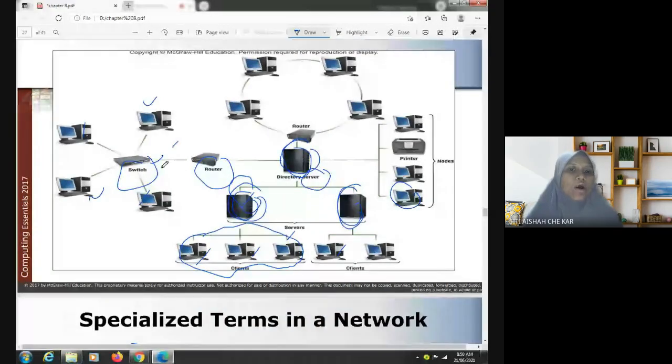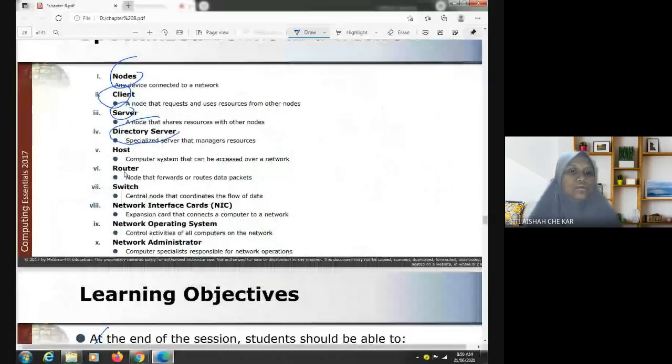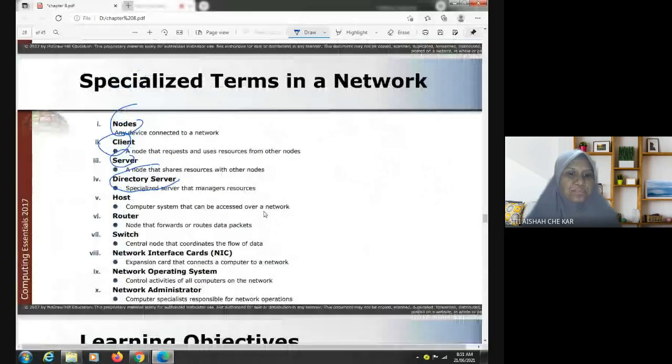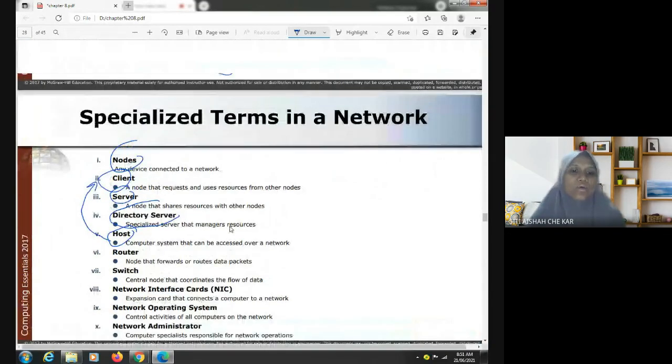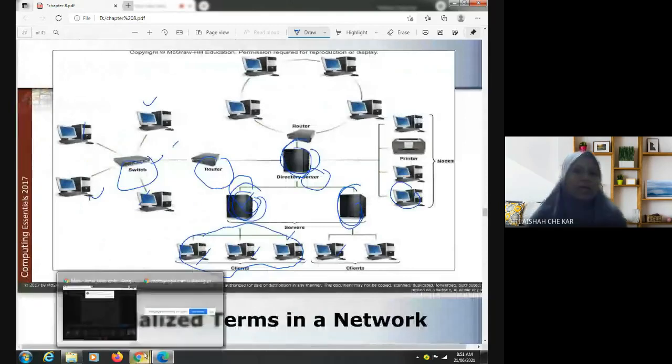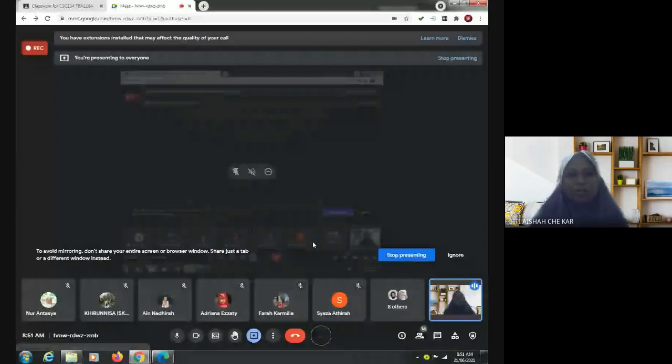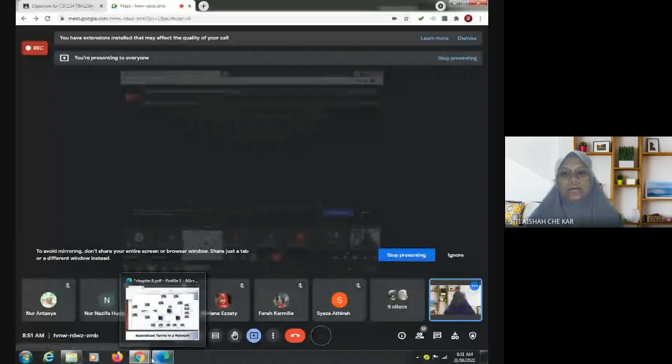Okay, and then we have host. Okay, host ni dia macam, if the client has to request to use the other network, host ni dia boleh control. Usually server lah yang jadi host. Tapi sometimes a computer also can be a host. So it depends lah. Okay.